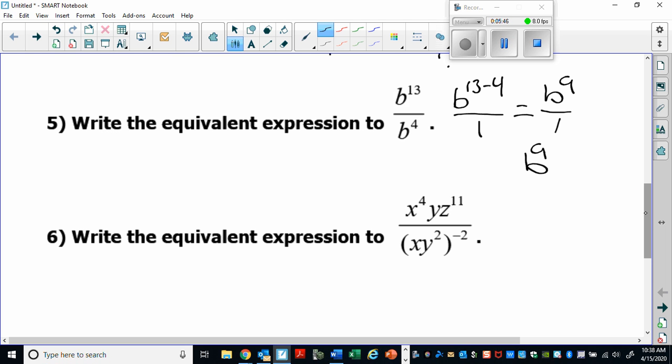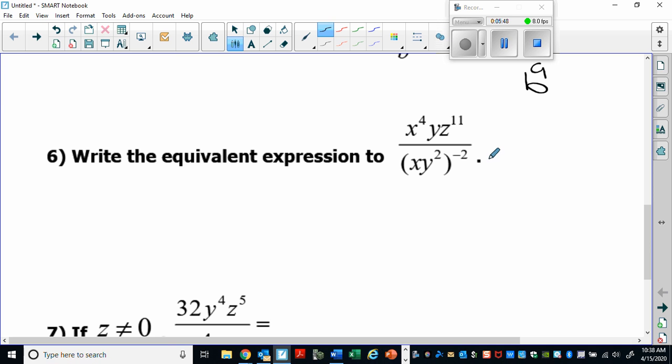All right, so here we have a couple of steps that we need to do. First, we need to distribute and simplify, then we're going to need to simplify by division. So we're going to have to distribute this -2 to each of these. We're going to rewrite that, and it's going to be x to the 4th power, y. Remember, there's an invisible 1, so you can go ahead and tag that in. And then z to the 11th power. That's an 11, not a 4. And then we have x to the -2nd power and y to the -4th power.